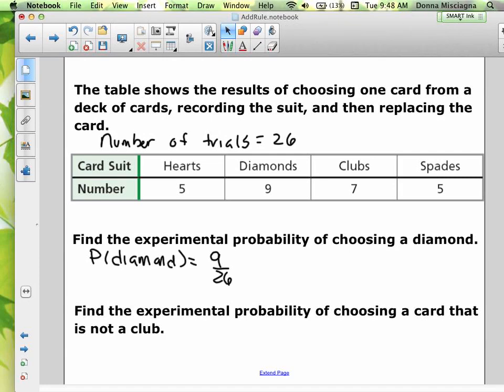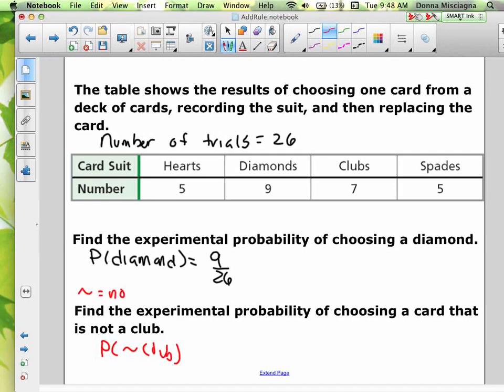All right, how about the next one? The experimental probability of choosing a card that is not a club. So probability, by the way, I didn't mention this in the other class, but that little symbol there means not. So I'm just going to put the little symbol there. So not club. Oops. So this here means not. Just put a little squiggle there. All right, so not a club.